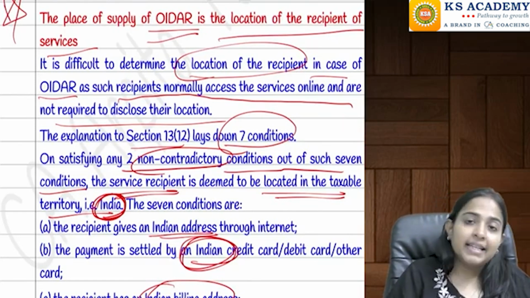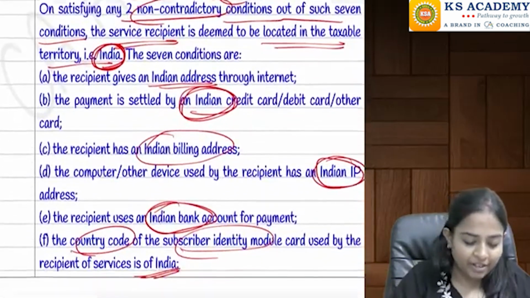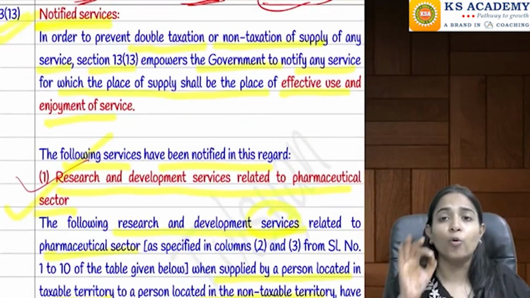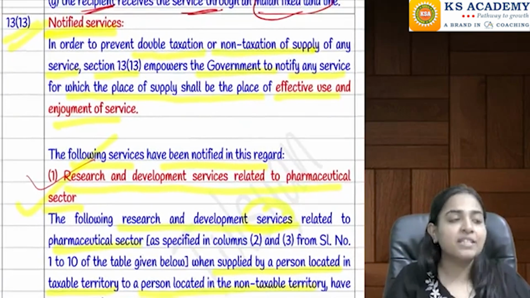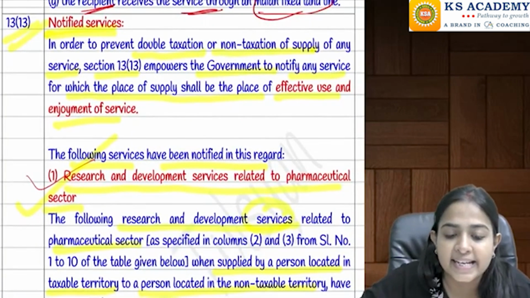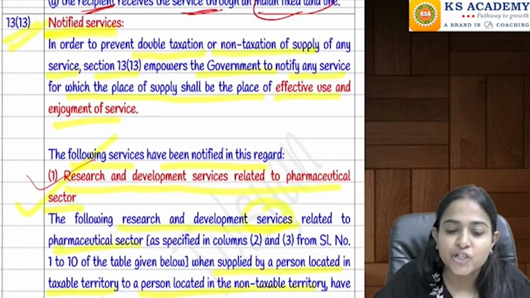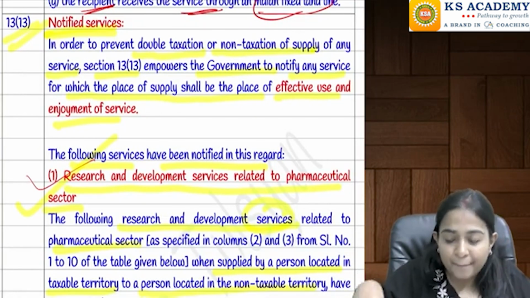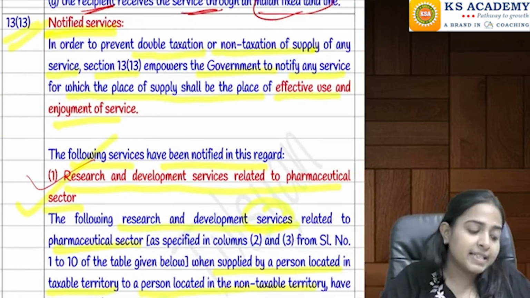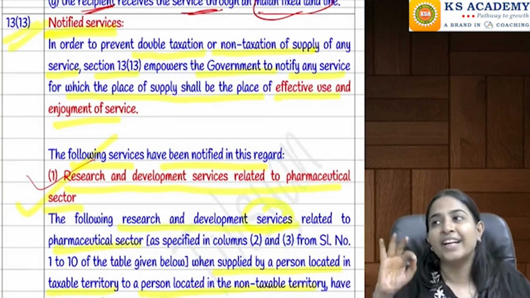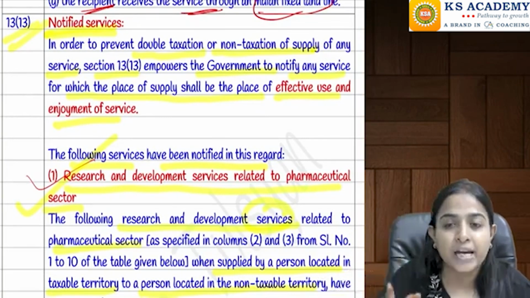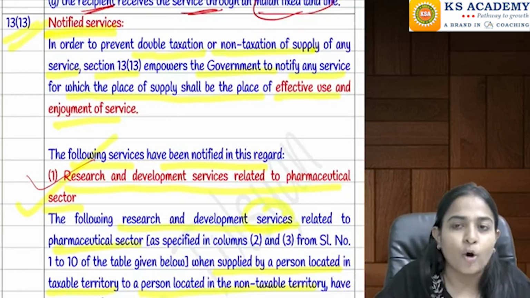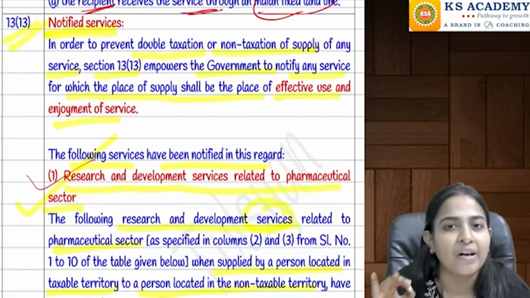And then the last one, section number 13.13. Everyone with me. Section 13.13 covers some specific services notified by the government, where the government says that we will avoid double taxation and prevent non-taxation. There are some 2-3 such services, and in such cases the place of supply will be the place where that particular service has actually been used, effectively used and enjoyed.